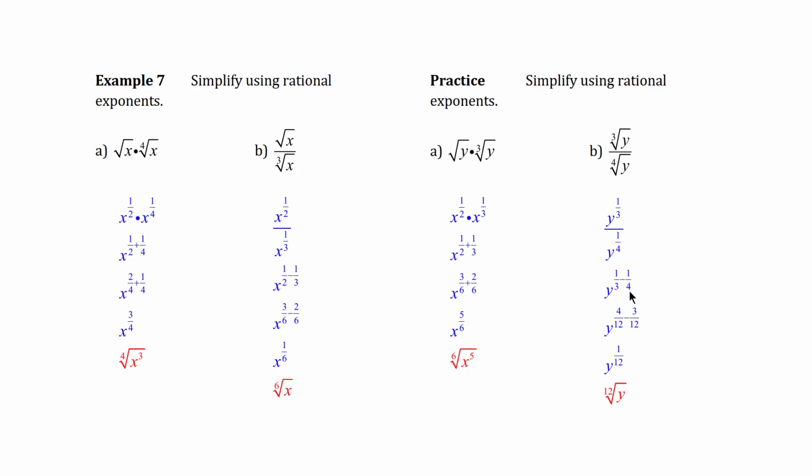To subtract the fractions, I use the LCD of 12, so I rewrote the fractions as 4/12 minus 3/12. After subtracting the exponents, we get y to the 1/12 power. Turning this back into a radical, we get our final answer is the 12th root of y.